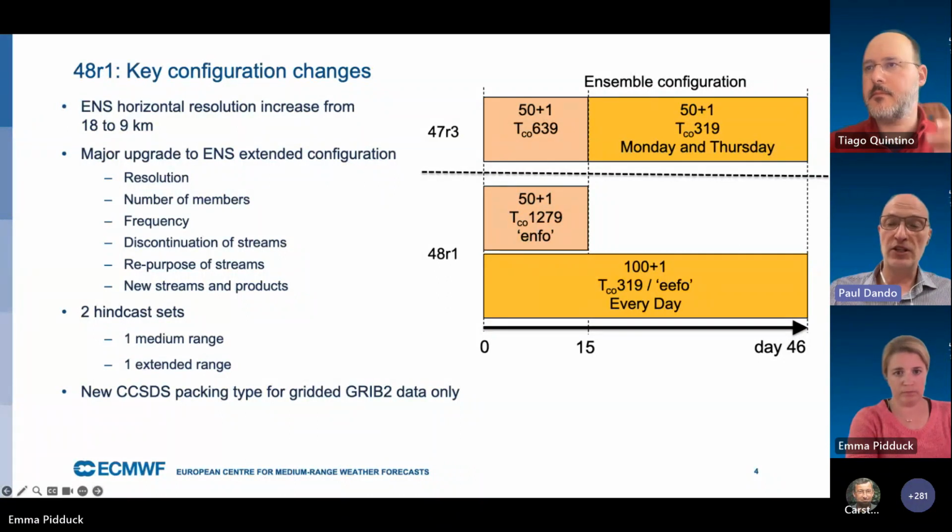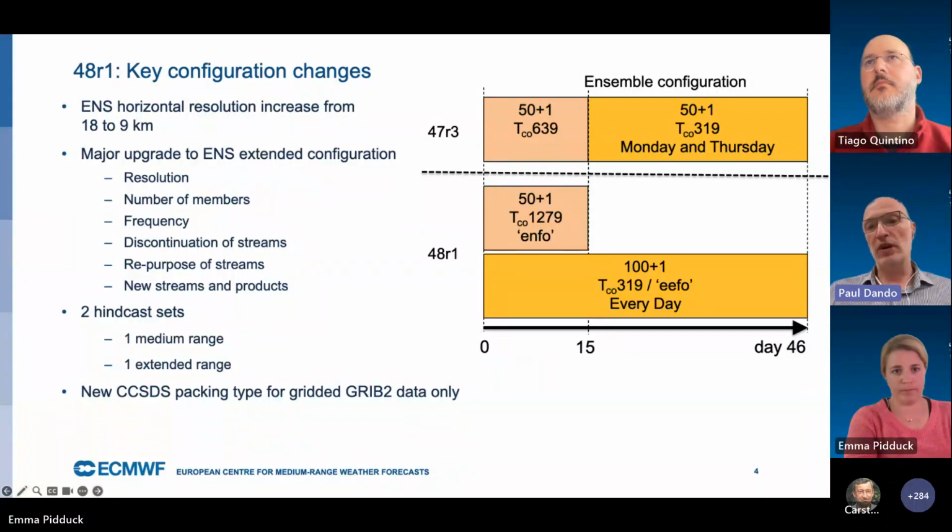So it'll run at 36-kilometer resolution from day 0, and this will be run every day from the 0 UTC initialization time. It will also consist of 100 perturbed members plus the control forecast, rather than the 50 perturbed members plus the control forecast that we have at the moment.